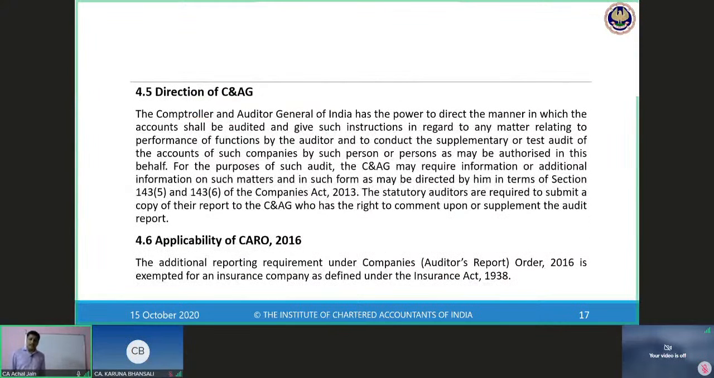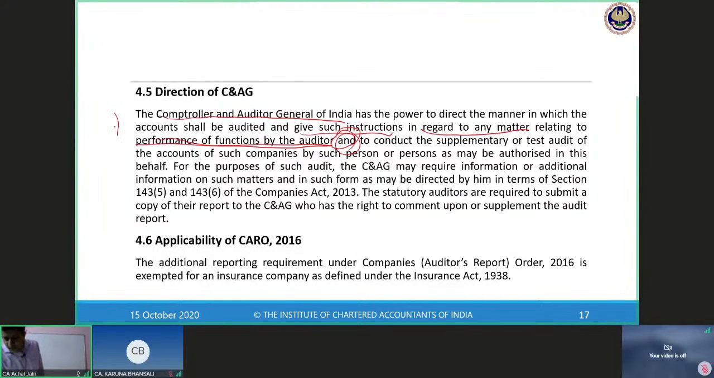Now, as regards the directions of CAG, let's understand what the directions are. CAG has the power to direct the manner in which accounts shall be audited and give such instructions in regard to any matter relating to performance of functions by the auditor and to conduct. So what will the CAG do? He will have the power to give directions in regard to any matter regarding performance of functions. This is one.